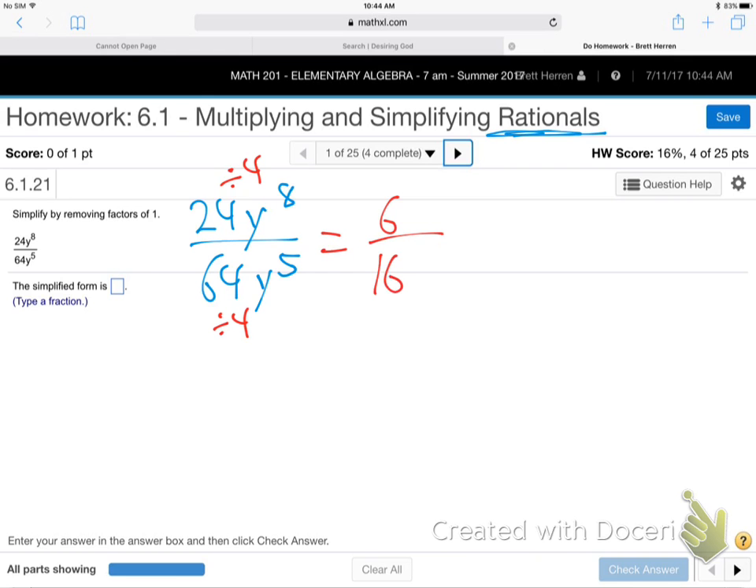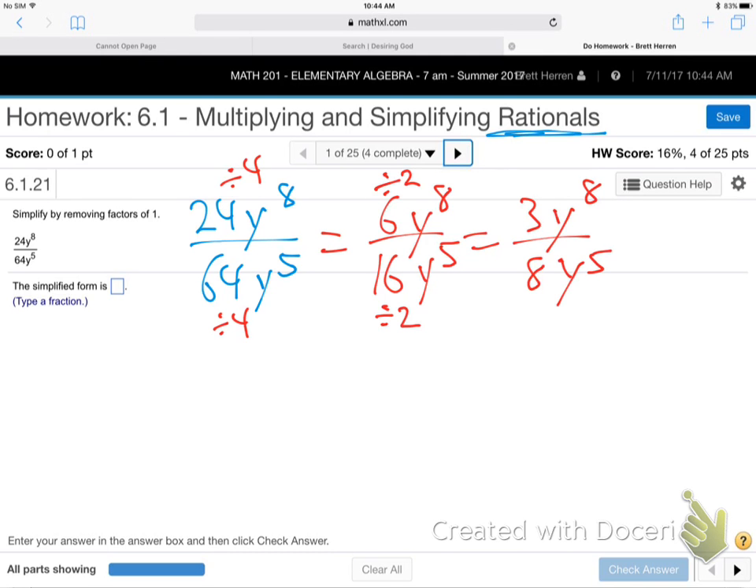6 over 16. I'll do the y's in a minute. And then 6 and 16, I can go 2 again. It would have been better just to do 8 right from the beginning. That would be 3 over 8. So 8 from the beginning would have made it quicker.